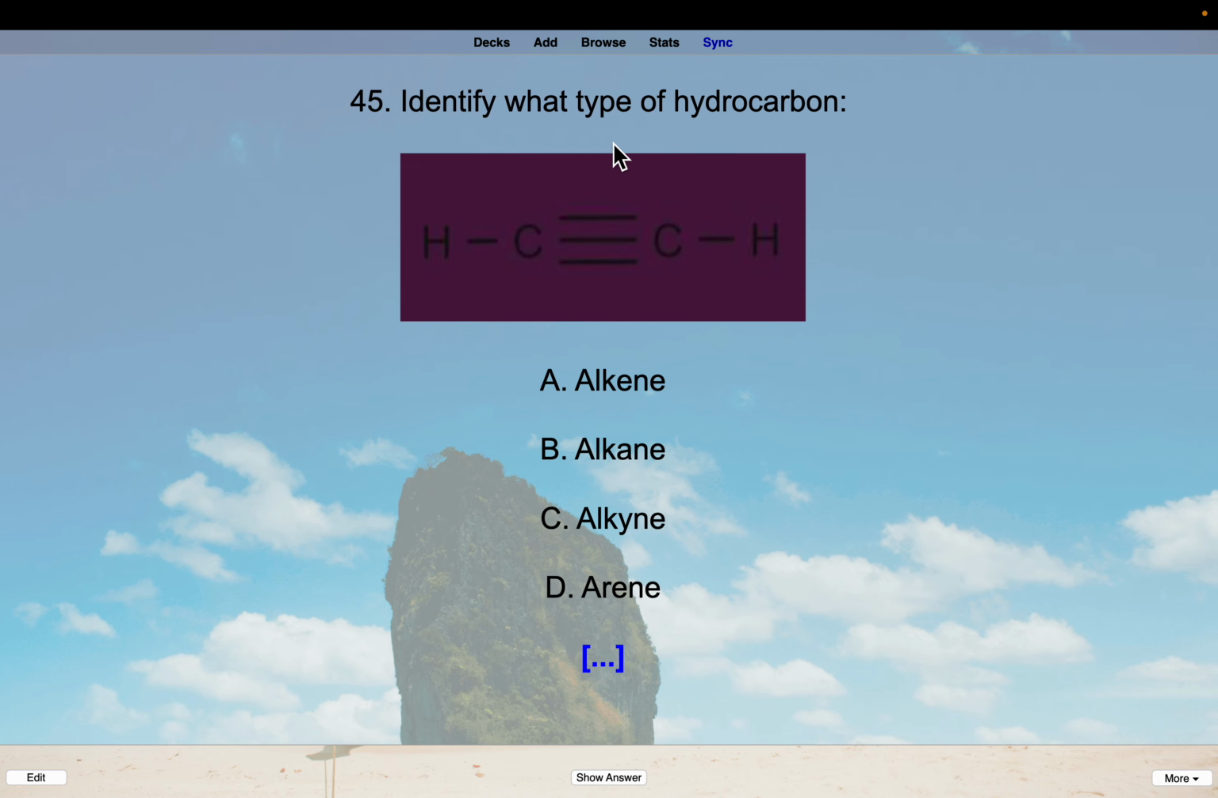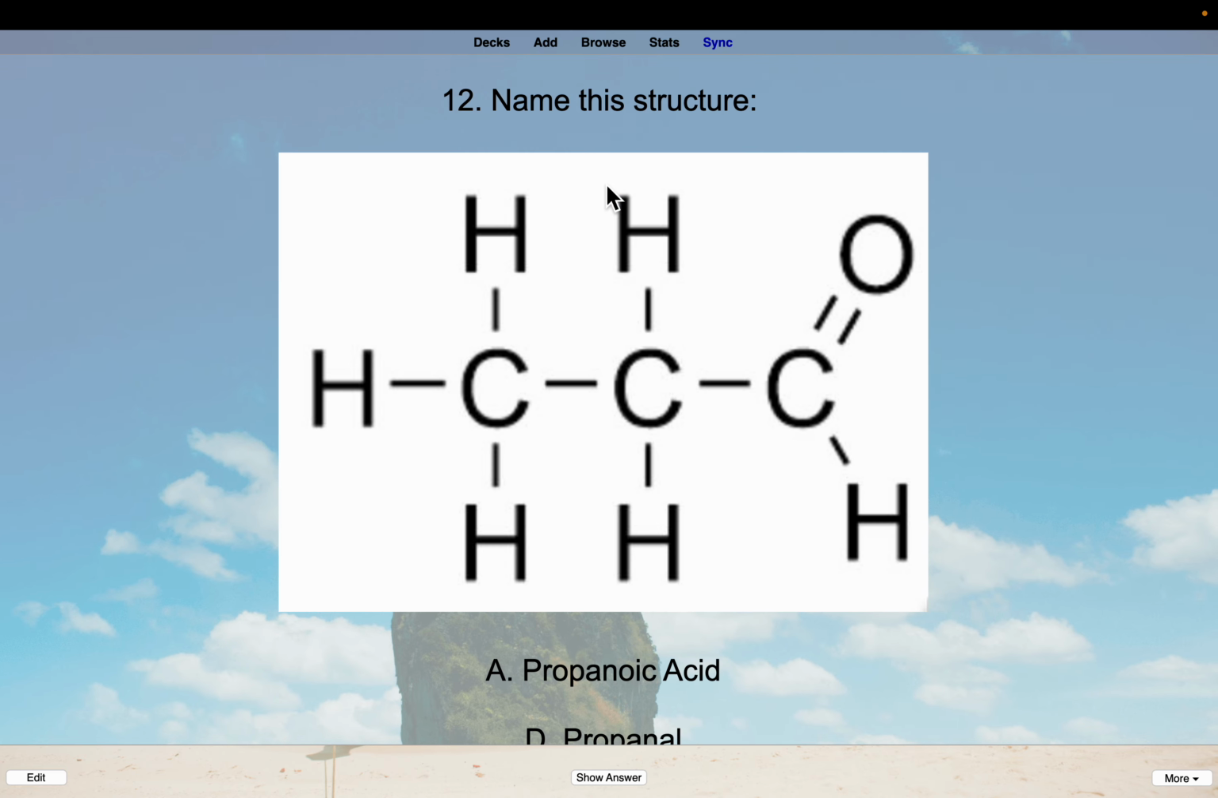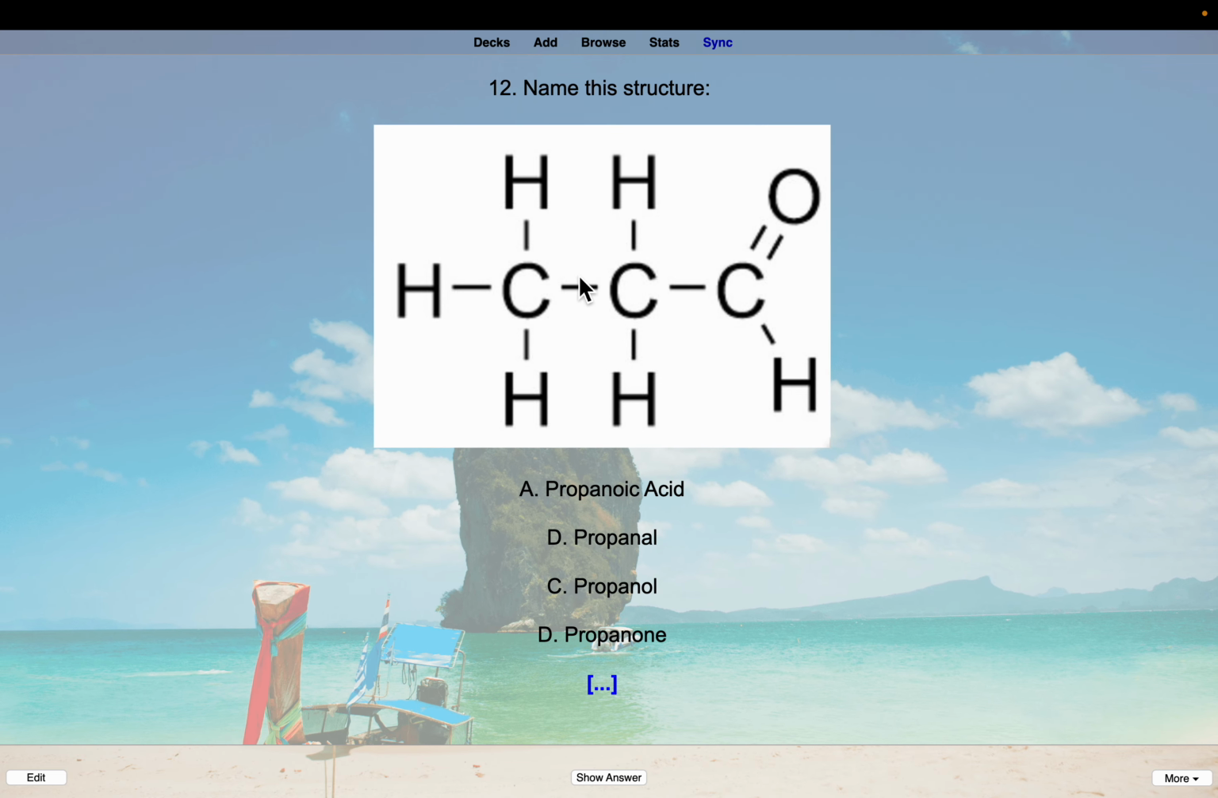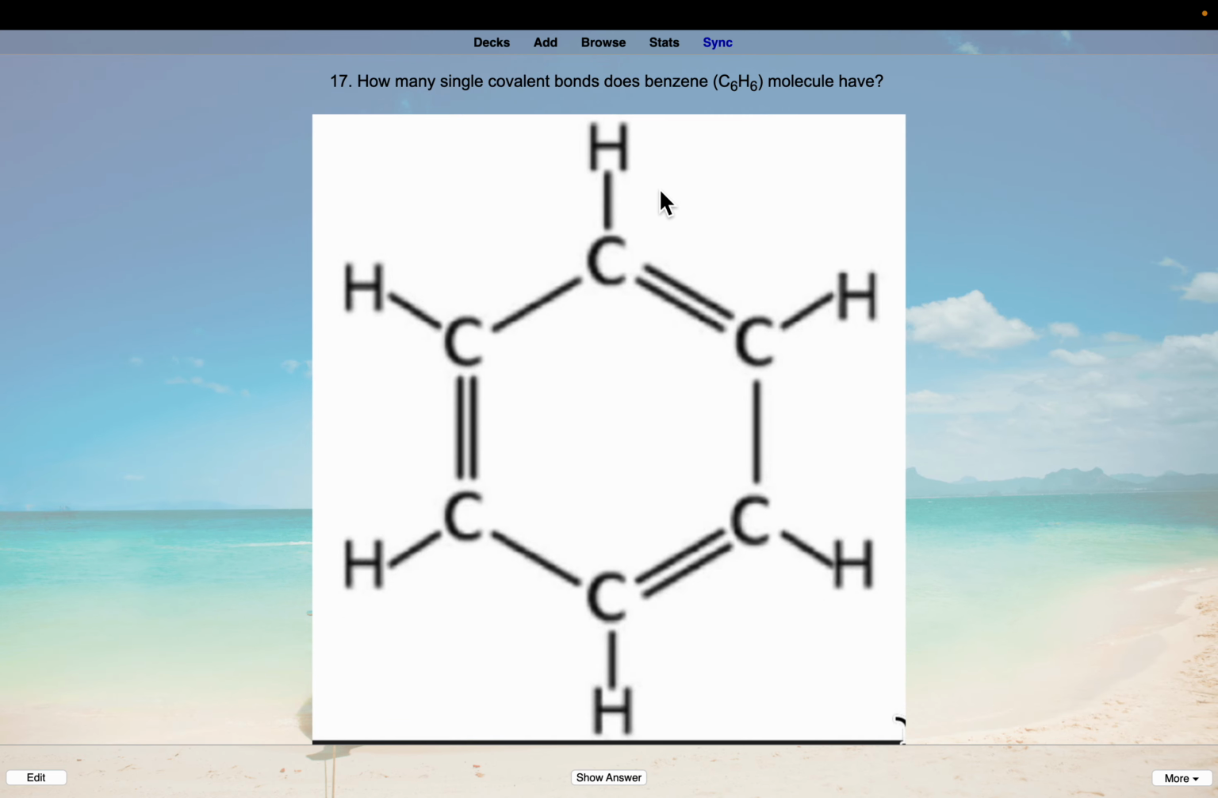Moving on. Identify what type of hydrocarbon this is. Alkyne. We've already had that question earlier. Name the structure. This is propanal. This is an aldehyde. So with the suffix al in the end, yeah, propanal.